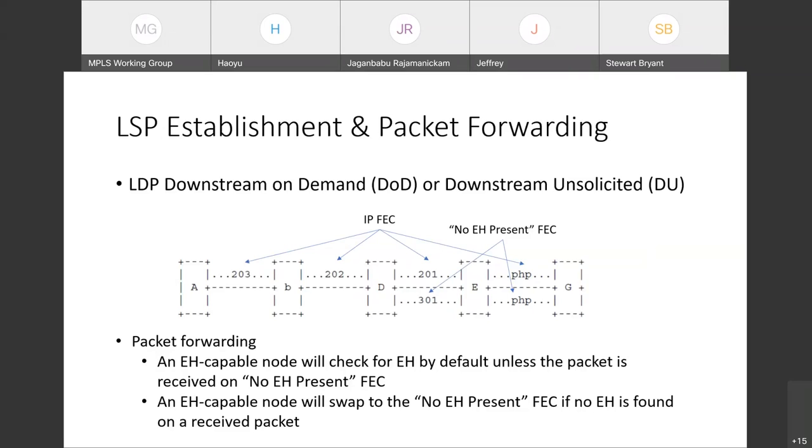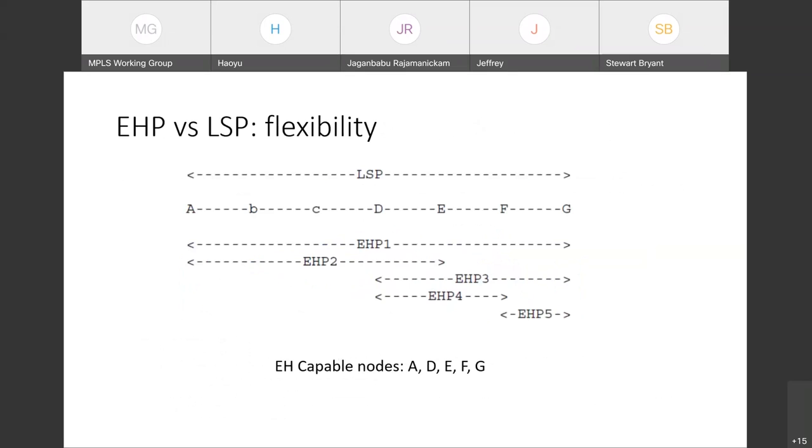Okay, in that case, there should be only one extension header in the stack at any time? No, this could be multiple extension headers, right? So in this example, you can see we can have five extension headers, but the first one will be effective from A to G, the second one from A to E, the third one from D to G. Which means at node E, extension header 2 will be removed. And at F, extension header 4 will be removed. And at node G, all the other three extension headers will be removed.